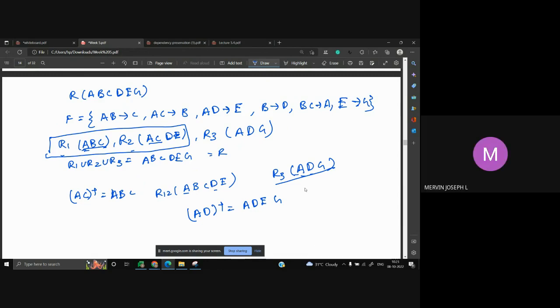So why not BC, sir? If you find the AD closure, we get AD and G also. So we can say that AD is a key in the R3 table. So if we take the natural join between R1,2 and R3, this will be the lossless join decomposition.